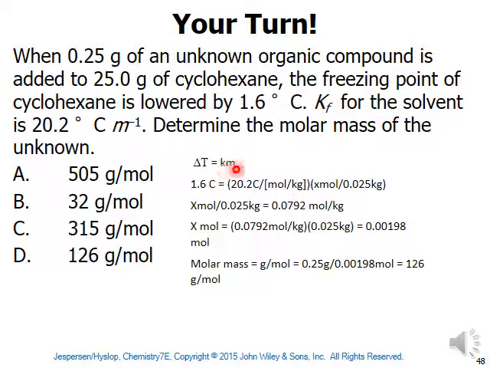First of all, the formula for freezing point depression is this right here. So it goes down by 1.6 Celsius. This is the Kf. It says Celsius per molality. I changed molality to moles per kilogram.